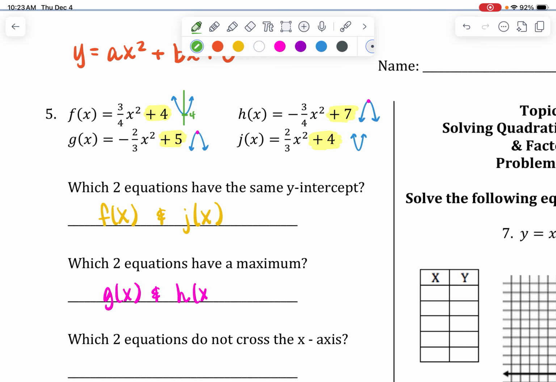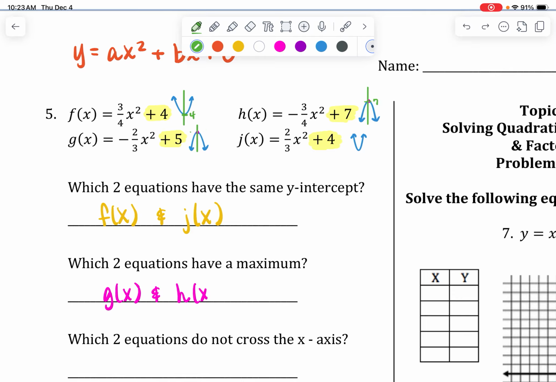Now this one over here, here's my y-axis, right? And here's this. So he's at 7, but he's going down. So even though he's starting pretty high up on the y-axis, he's opening down. So of course he's going to cross the x-axis. Okay. Next one, same thing. He's starting at 5, but again, he's opening down. So he's going to cross the x-axis.